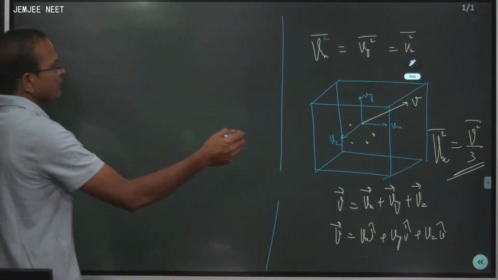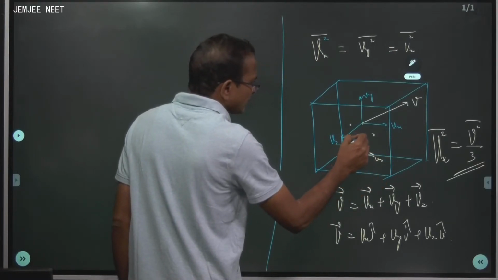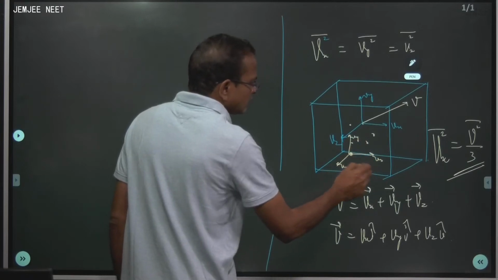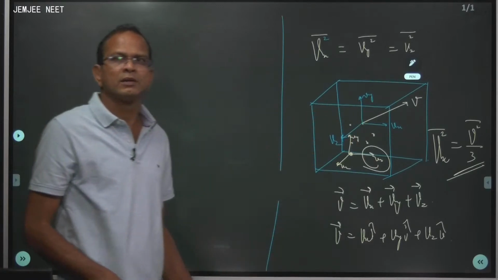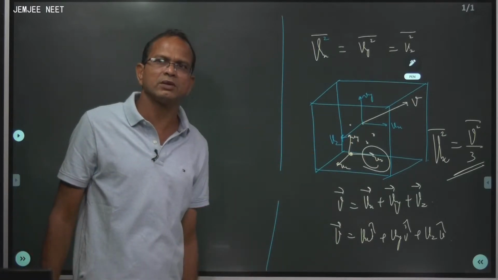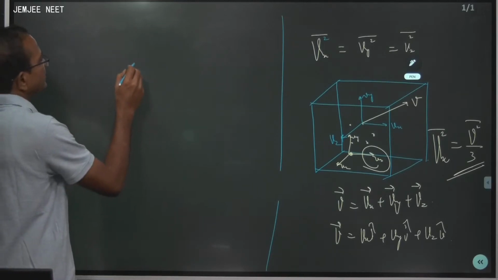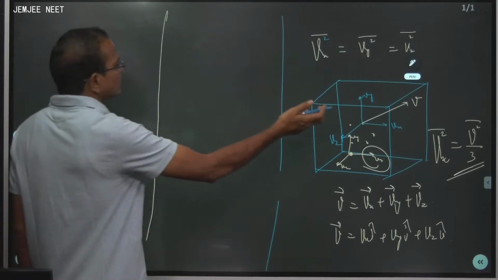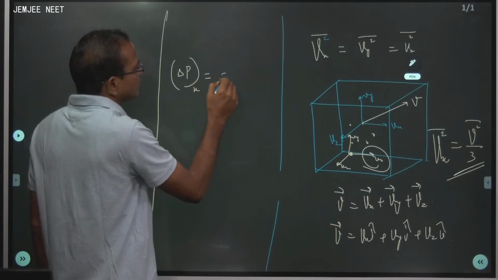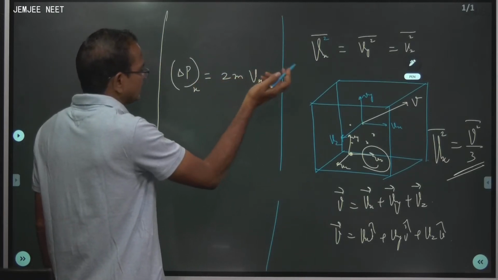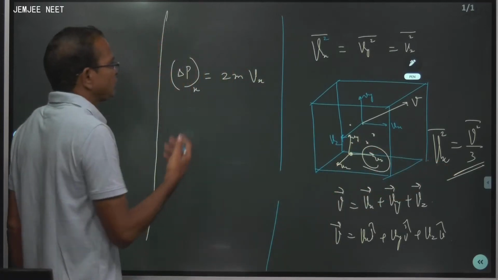Now choose a particular molecule which is going with Vx, Vy and Vz. Let us take Vx alone. Individual velocities won't be equal, only the average can be equal. Now I take a particular molecule. It collides on the wall and rebounds. Therefore, the change in momentum of my molecule along the x-axis is 2mVx. Change in momentum is mv minus (minus mv), which is 2mv.